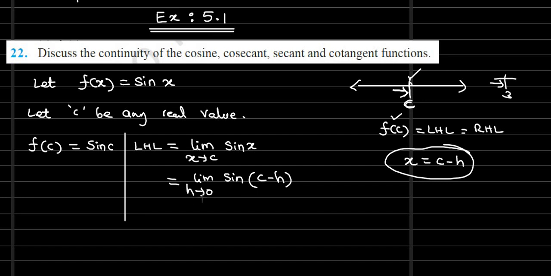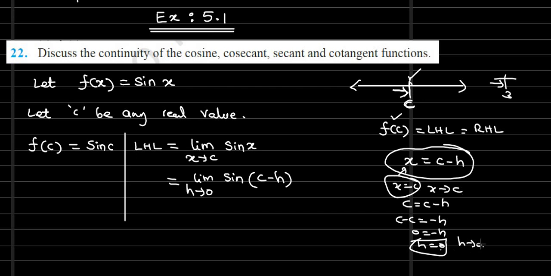Okay, then why is h approaching 0? If x is approaching c, that means x equals c. If you replace it in this condition, c equals c minus h. Taking c to the other side gives 0. So h takes the value 0, no? So if x is approaching c, h approaches 0. Then replace x as c minus h.